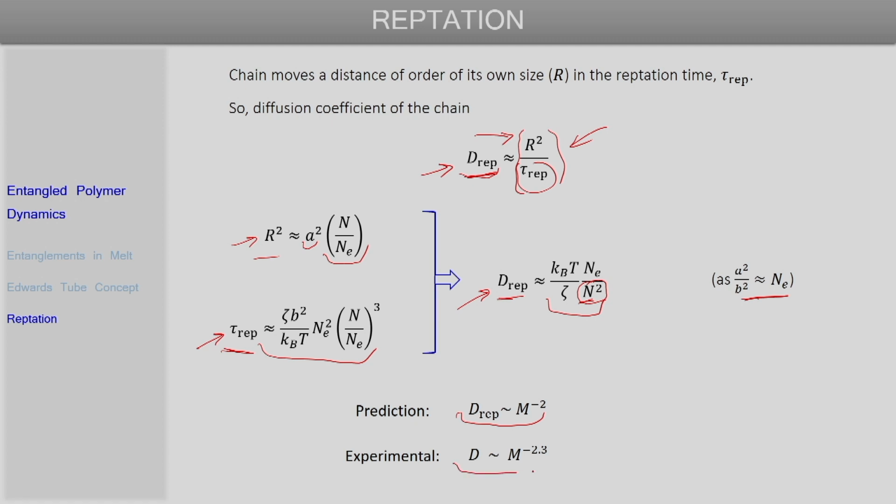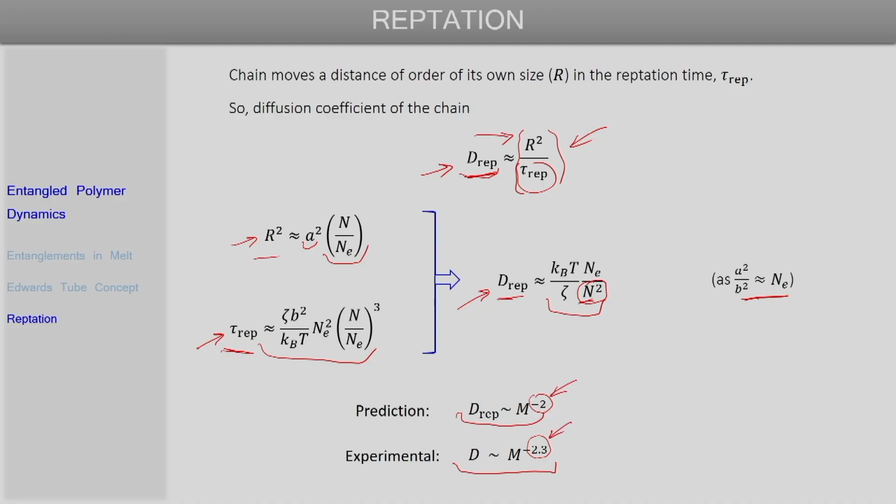Experimentally, it has been observed that the scaling is again a bit stronger. So, the exponent experimentally observed is minus 2.3, whereas the predicted one is minus 2. So, we again see some discrepancy. Although the model is able to capture the dependence to some extent, there is some discrepancy in the value of the exponents between the prediction of the reptation model and experimental findings.